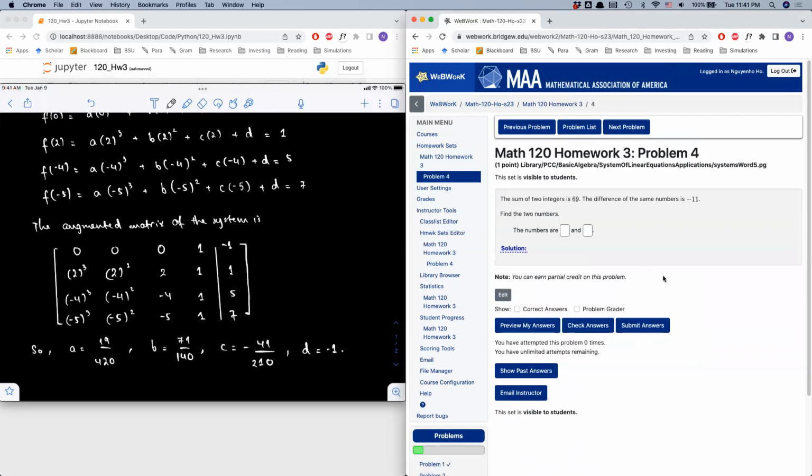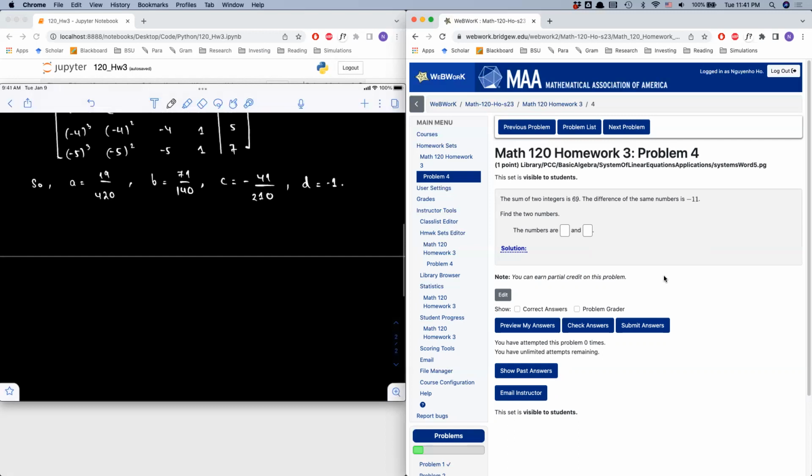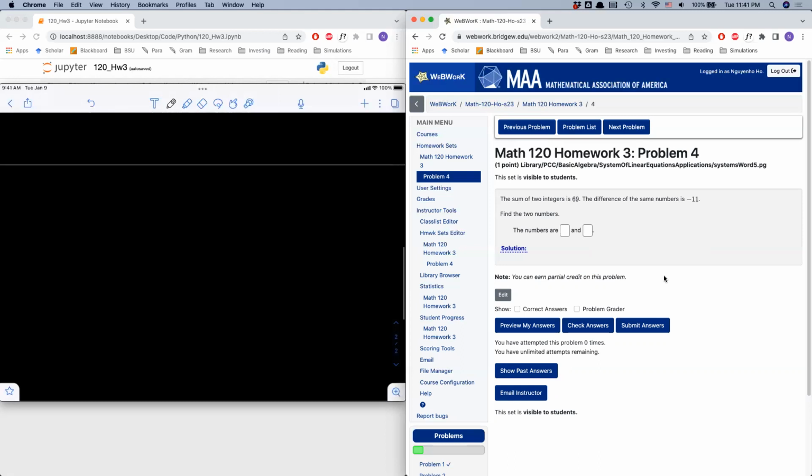Problem 4. All right. So this is a little bit different from what we have done in the last 3 problems and also in class, but the setup shouldn't be too difficult for us to figure out. So this is problem 4.